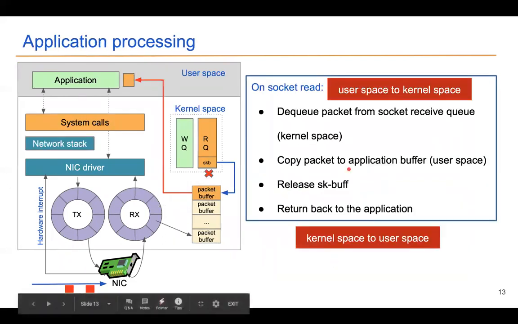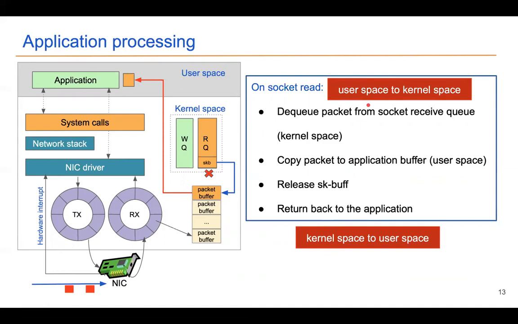The application issues a read system call, which context switches the CPU to the kernel space. The packet is dequeued from the read queue, copied into the application buffer in the user space, and the skbuff structure is released. After which the CPU returns back to the application, that is, it switches back to user space. Now, the packet has finally reached the application and our receive path ends here.